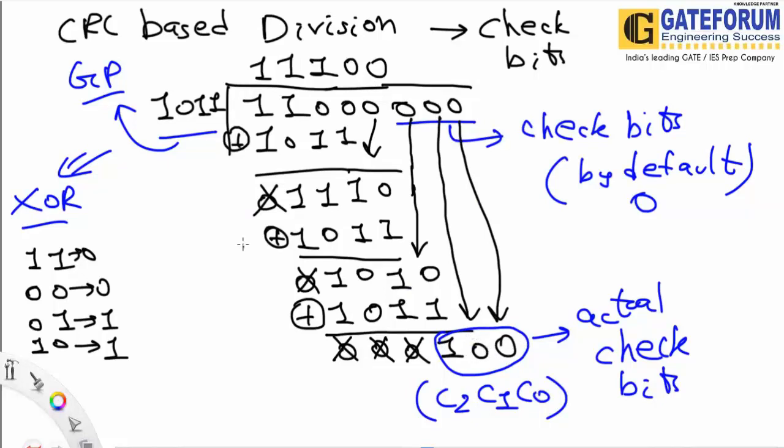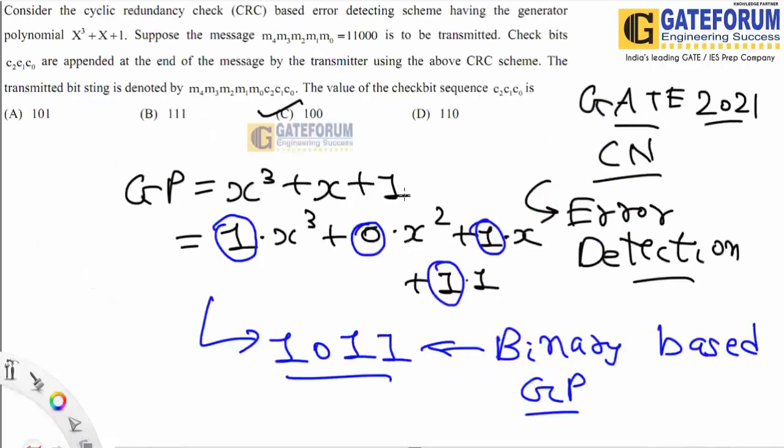And this XOR is pretty simple. We just take the 4 bits, the same number of bits we have in the generator polynomial. We do the XOR; if the first bit is zero, we remove it. If the next bit is one, we again do the XOR. If the next bit is zero, we just remove it, and we continue until the last. So this is the concept behind this. This is a very simple question.